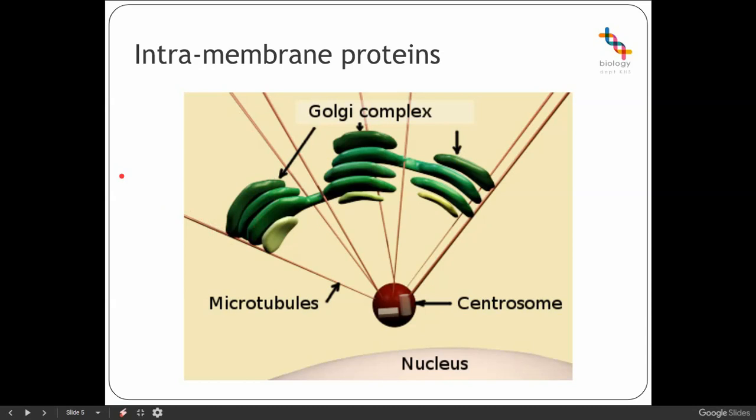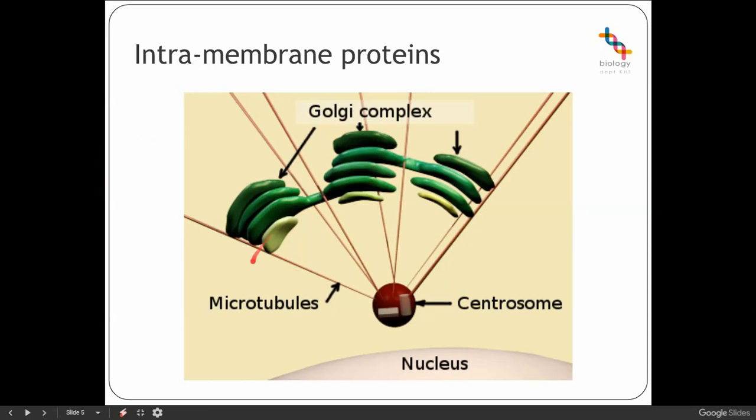When it reaches the appropriate cell membrane or intracellular membrane that's going to be releasing the protein to, the vesicle fuses with that membrane and releases the protein. And as I say, that protein may then become part of the membrane of that particular cellular organelle.